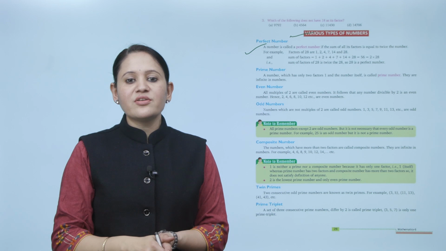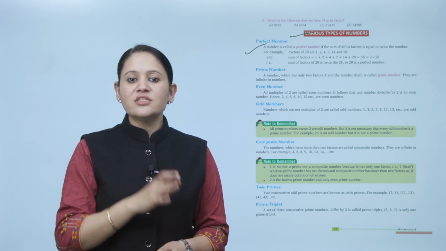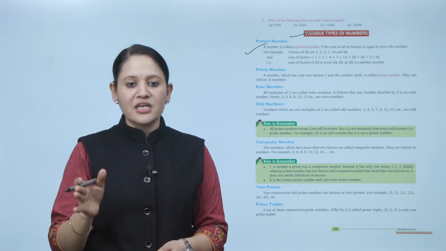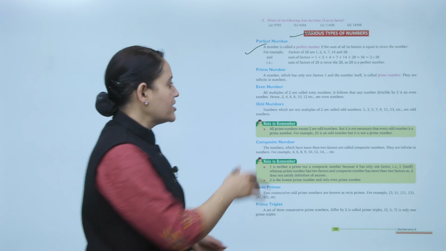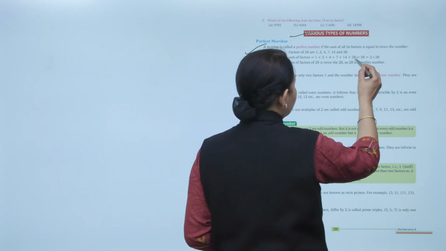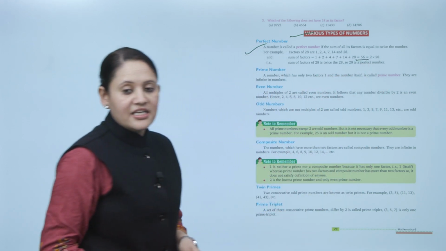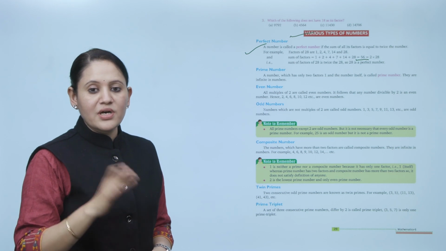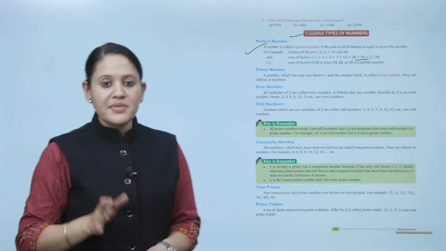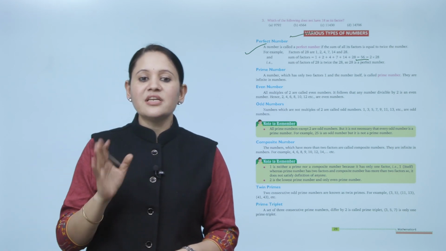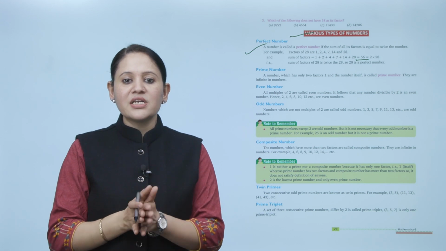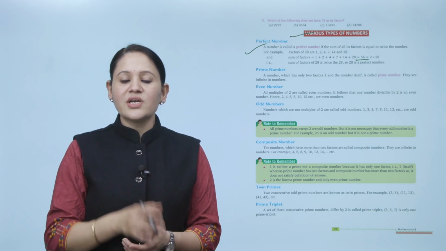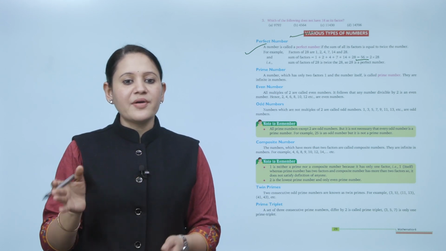For example, the factors of 28 are 1, 2, 4, 7, 14 and 28. We will sum them. What is the sum of these numbers? That equals 56. That is twice the number, means 2 into 28 equals 56. Means 28 is a perfect number. The sum of the factors of 28 is twice 28. So 28 is a perfect number.